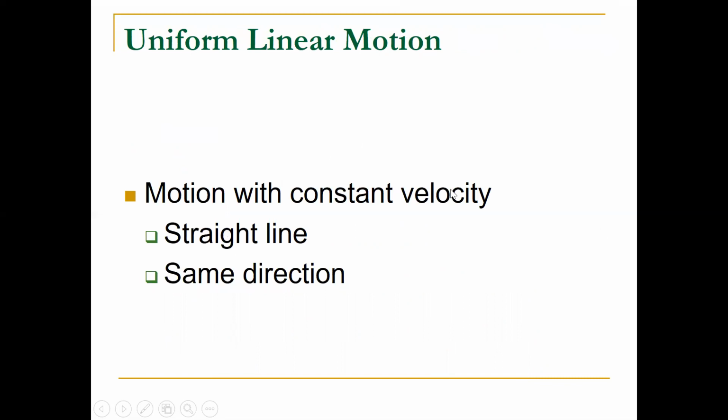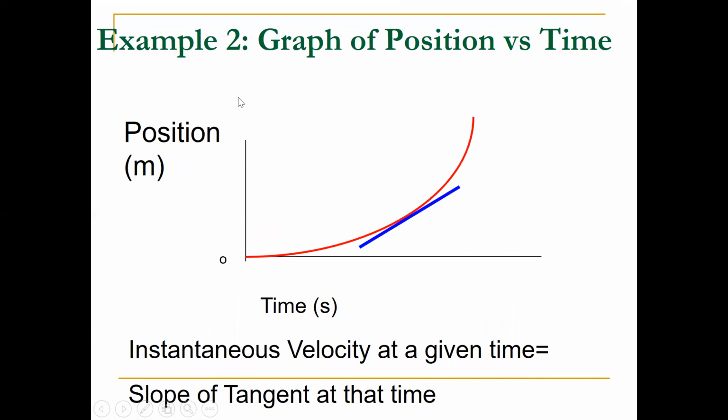So motion with a constant velocity will have a straight line, and it will go in the same direction, which will look very much like that graph we just saw. Now we're looking at a position versus time graph where you do not have constant motion. So if I asked you, without that blue line, what's the slope of this line? What might your answer be?